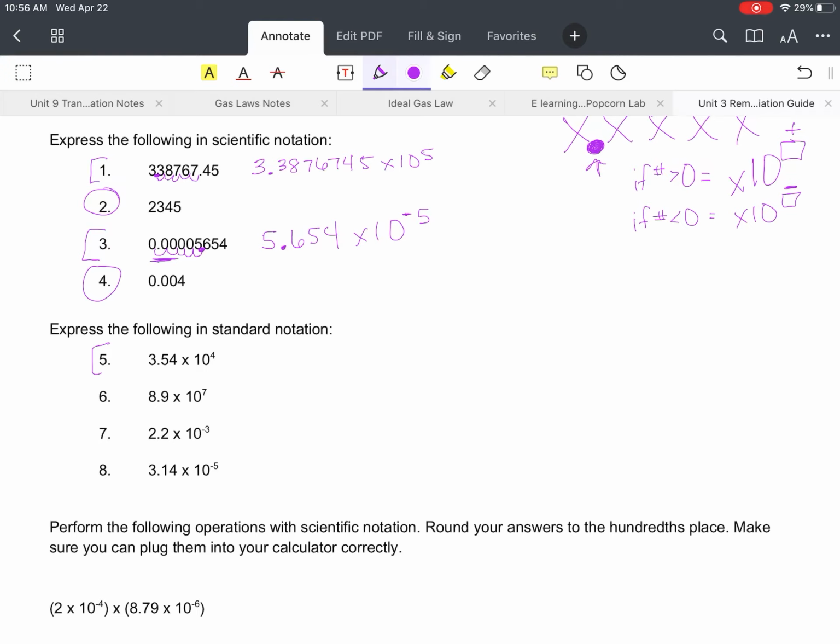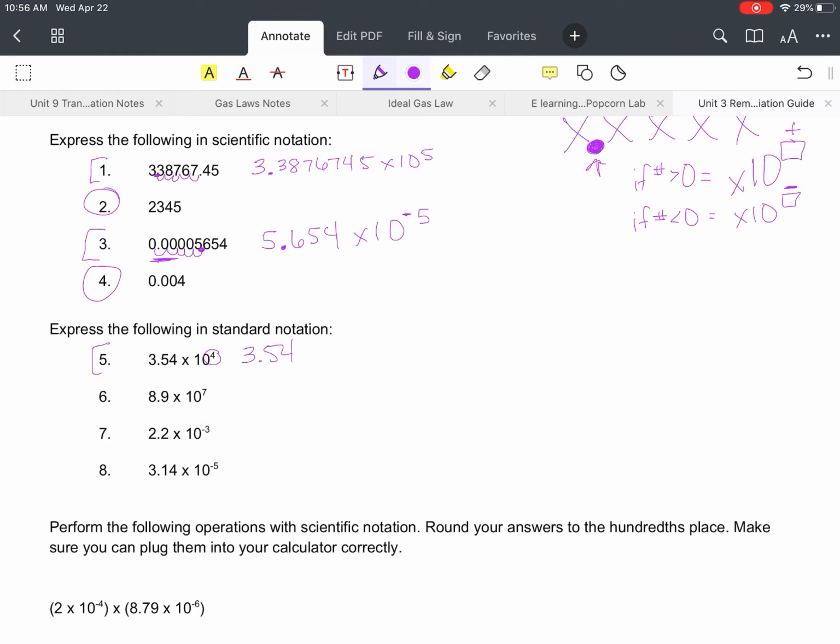For number 5, let's look at number 5. This time we're just going backwards. We're going to standard notation. Okay, so everything is basically the same. All the same rules apply. If I have a 4, that means I'm going to move my decimal 4 places. And since it's positive, I want to make sure I'm moving it in the direction that's going to give me a big number. So in this case, I'm going to be moving it towards the right.